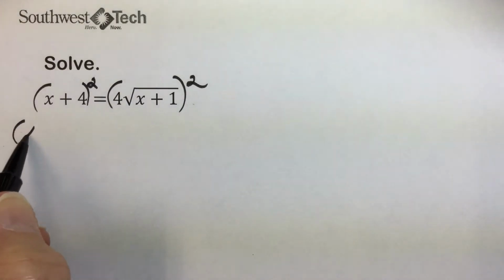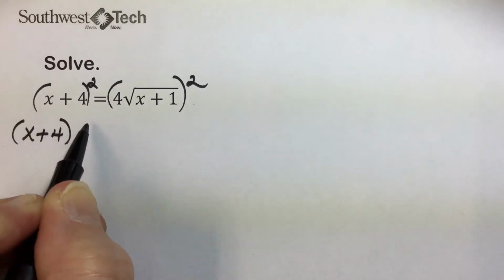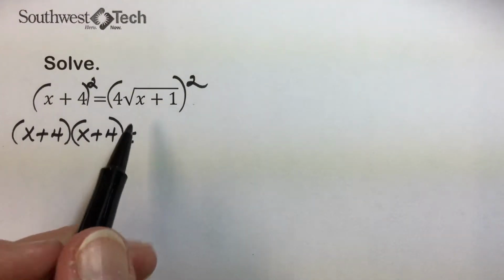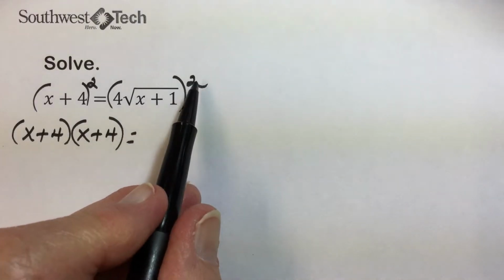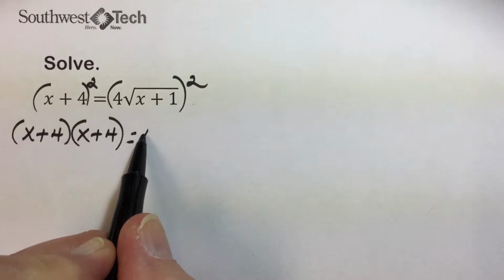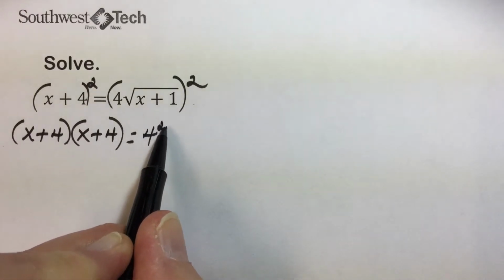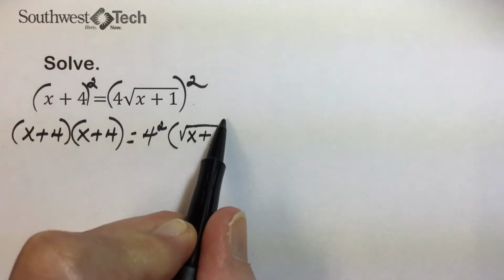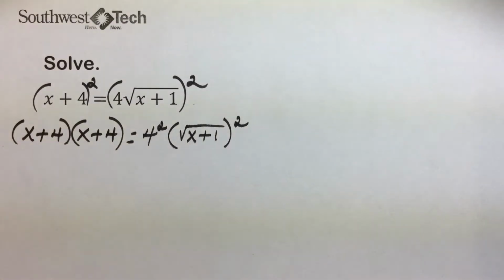Here we have a binomial times itself. We'll use the FOIL method. On the right, we have a product raised to a power, so each one of those quantities will be squared. So we'll have 4 squared, and the radical squared is the radicand.